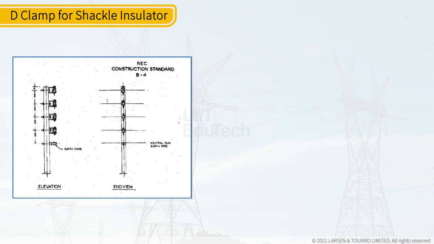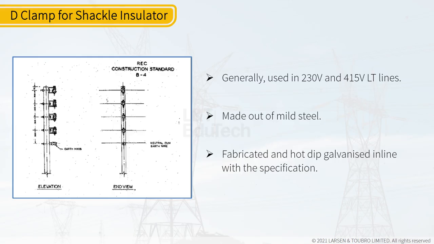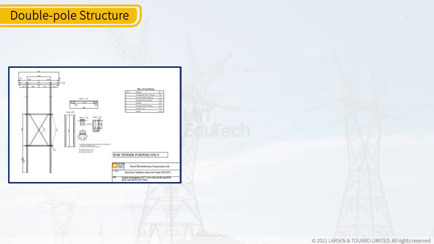Next, let's learn about the D-clamp for shackle insulator. D-clamps for shackle insulators are generally used in 230 volts and 415 volts LT lines. These are made out of mild steel. These are fabricated and hot dip galvanized in line with the specification. Next, let's learn more about double pole structure.